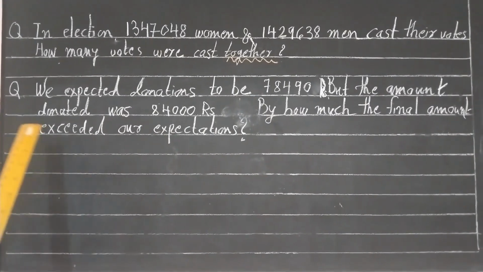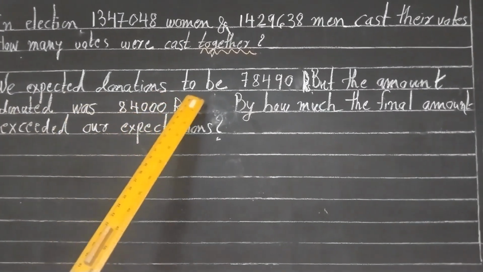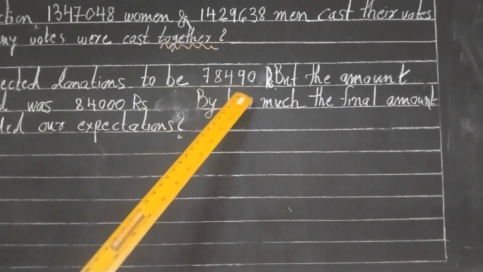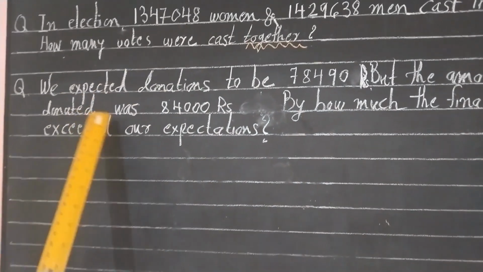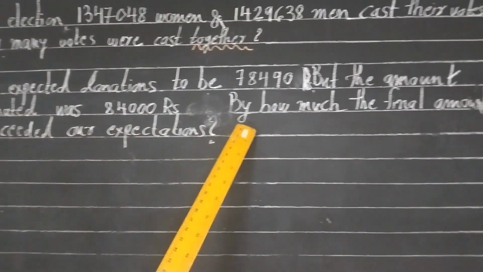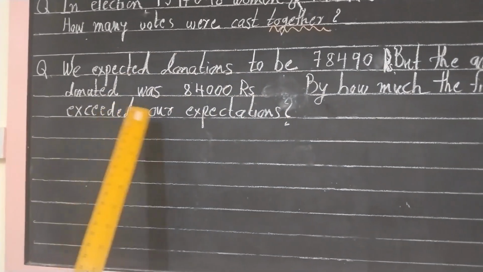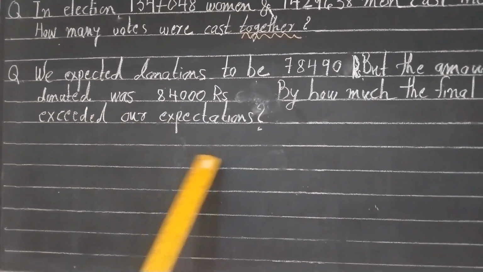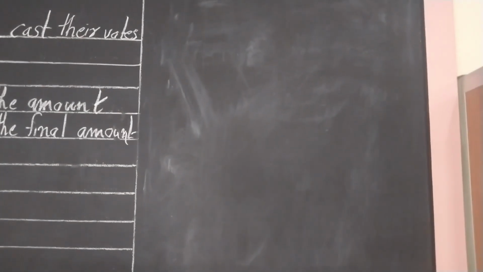Let us cover the next question. We expected donations to be 78490 rupees, but the amount donated was 84,000 rupees. By how much did the final amount exceed our expectations? So, let us start our imagination playing.